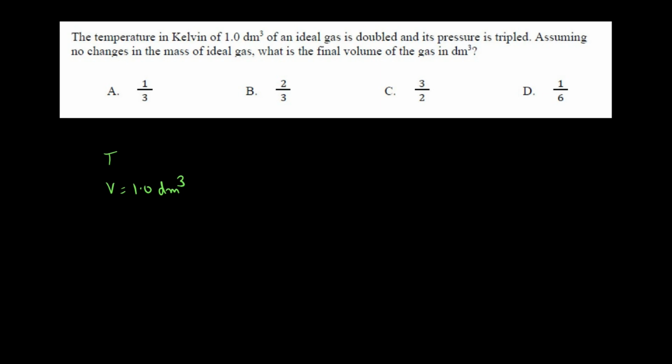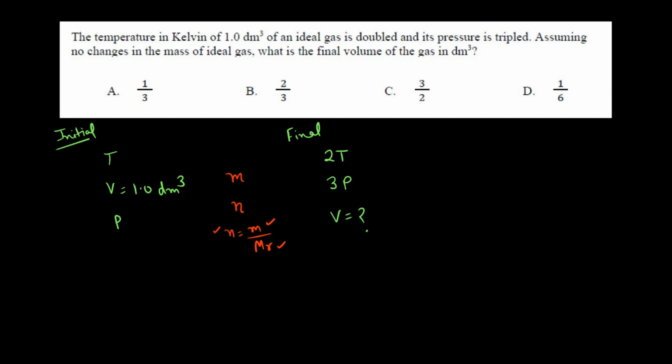So we consider the initial conditions: my temperature is T, volume is V, and the pressure is P. Now in the final condition, they doubled the temperature, so temperature becomes 2T, and the pressure is tripled, so pressure becomes 3P, and we have to find the volume. The mass of the gas is constant, so moles will be constant, because moles equals mass over molar mass, and both are constant, so n will be constant.